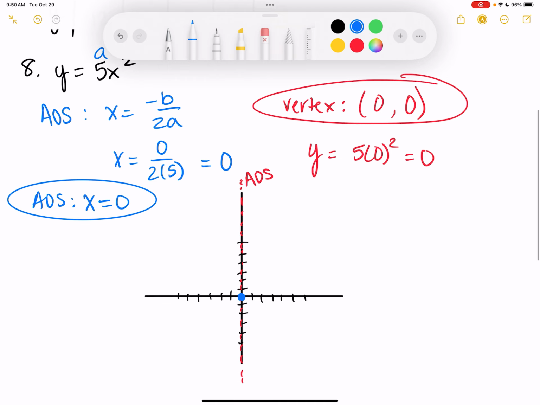So when I plug in 1, so I have y equals 5 times 1 squared, I get that y equals 5. So that means I have a point at 1, 5. So over 1 and then up 5.